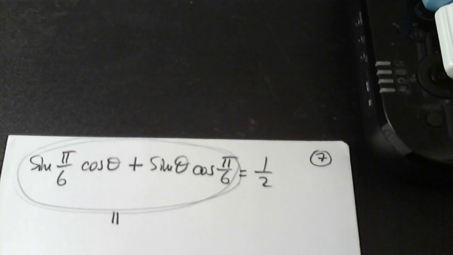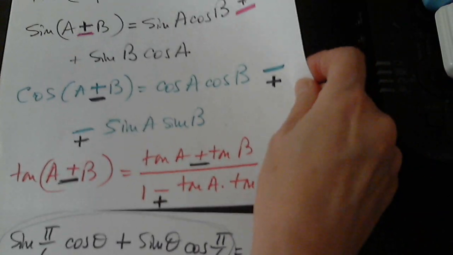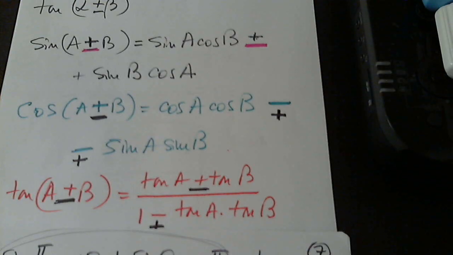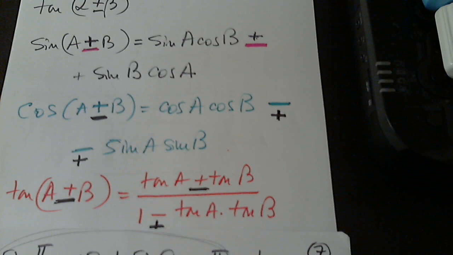Which identity is this? Sine A cosine B plus sine B cosine A. So how do I write this? Instead of a sum, how do I condense it? Which identity will apply here? Anyone, please? Sine A plus B.